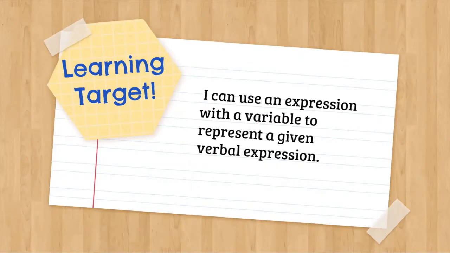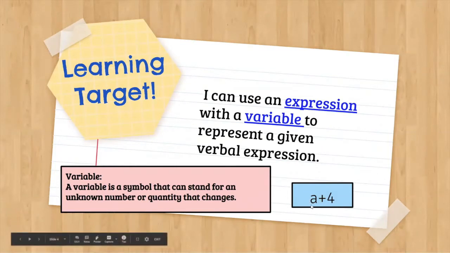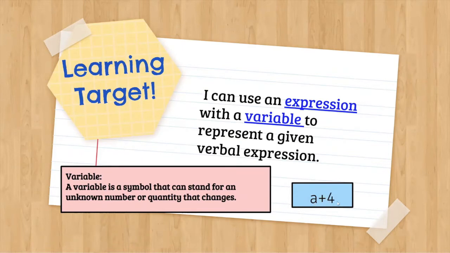This week, we've talked all about variables, and we've learned that a variable is a symbol that can stand for an unknown number or quantity that changes. Today, we're going to talk about expressions and verbal expressions. If I said a number plus 4, I could use this expression in the blue box to represent that. That number I'm going to represent with the variable a plus 4. Let's go ahead and look at some more examples of this together.